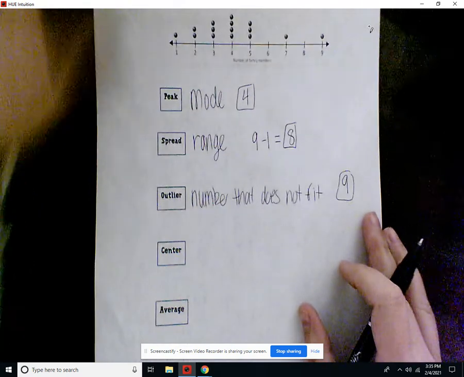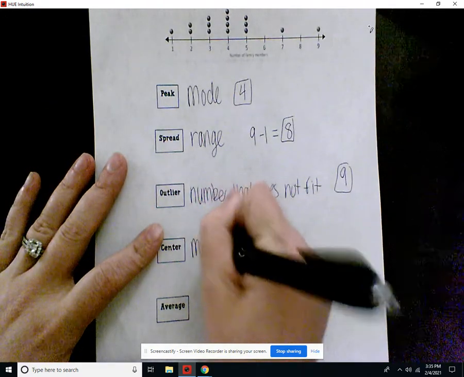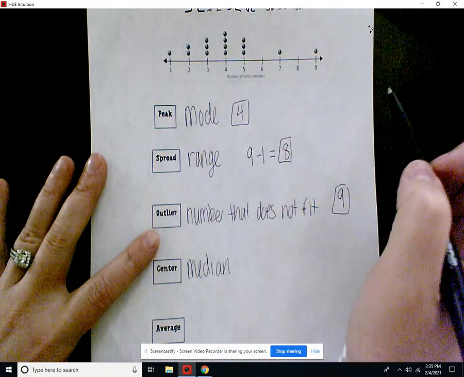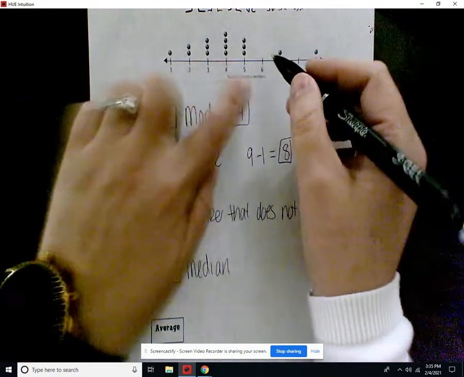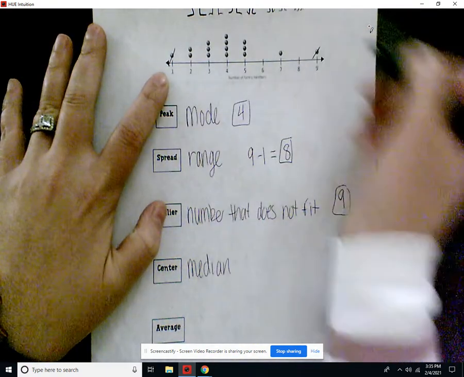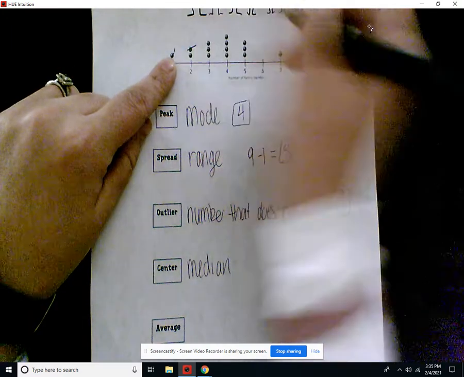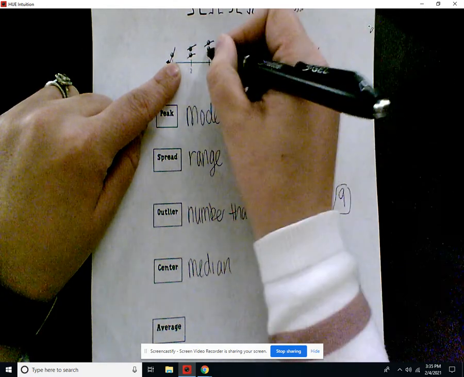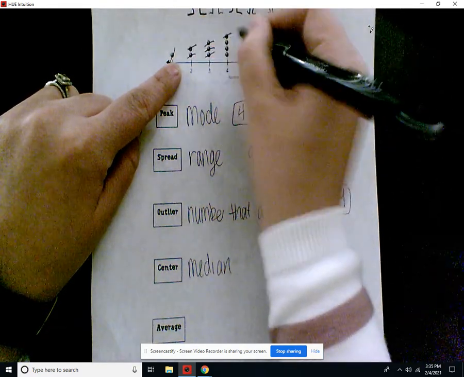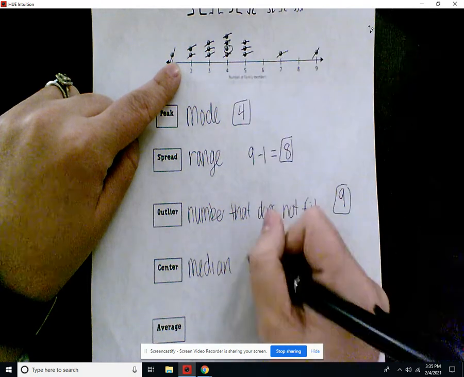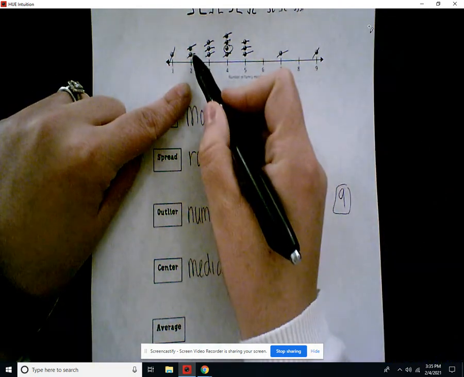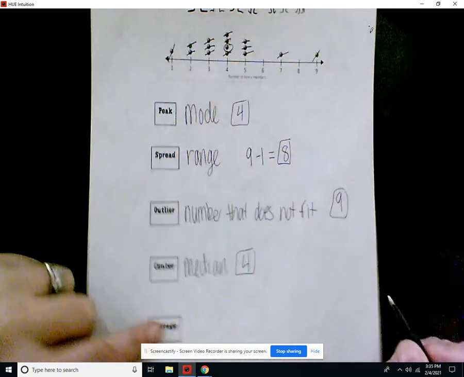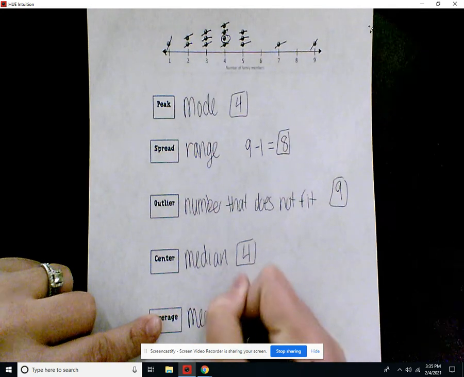Okay, then we have center. Center is our median. That's the middle. To find the median, just like our numbers yesterday, we're going to mark them off as we go. We start on the ends and work our way to the middle. So I'm going to mark off dots: 1 and 9, 2 and 7, 2 and 5, 3 and 5, 3 and 5, 3 and 4, 4 and 4. So we're left with 4, and the dots above mean there's 2, so that's 2 and 2, that's 3, 3, 3.